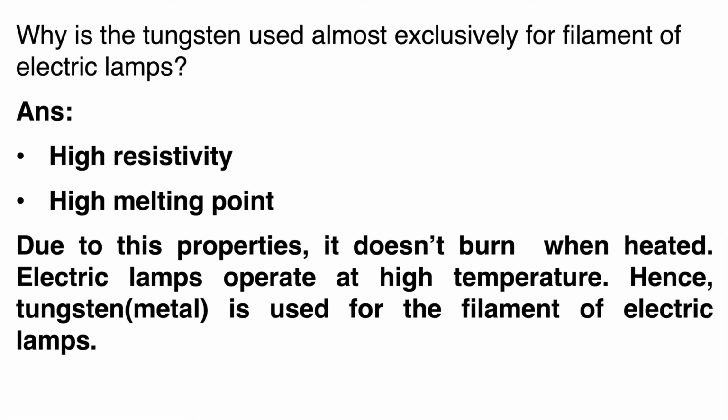Due to the high resistivity and high melting point of tungsten, it doesn't burn when it is heated. That's why we are using tungsten for the filament of electric lamps. So these two points are very important: high resistivity and high melting point. The materials which have high resistivity will have high melting point also.